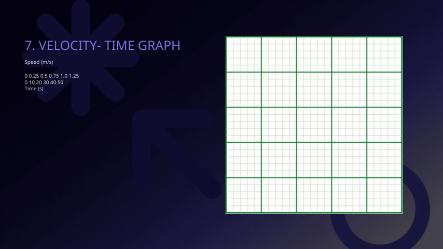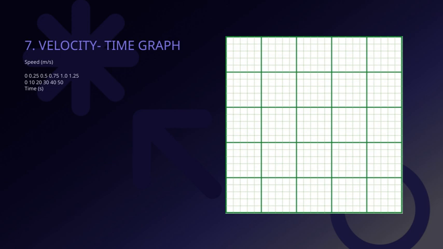Let's take a closer look at this velocity time graph. Here, the horizontal axis represents time in seconds, from 0 to 1.25 seconds. The vertical axis shows speed in meters per second, ranging from 0 up to 50. What this graph really demonstrates is how velocity changes over time. Notice the shape of the line. It's not perfectly straight, which indicates that the object's speed is varying as time progresses.